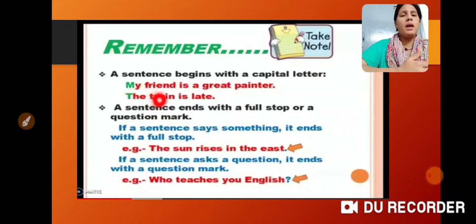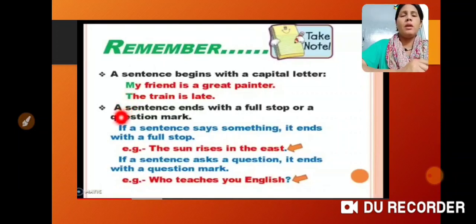For example, my friend is a great painter. These are a group of words, and these group of words are making a complete sense. So these group of words are a sentence. But keep in mind while writing these group of words as a sentence that the first letter of a sentence should always begin with a capital letter. Then, the train is late. Again, this is a sentence, and before writing a sentence, the first letter should be capital. As you can see in this example, T is in capital form and M is in capital form.